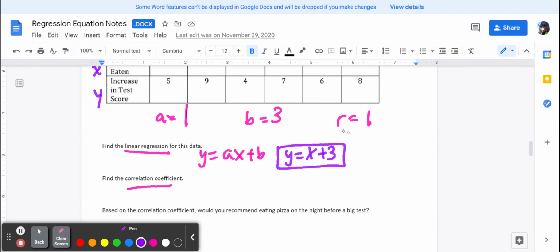Now for the correlation coefficient, that's my R value. And we got the R value to equal 1. So based on this correlation coefficient being a strong positive, would you recommend eating pizza the night before a big test? And I would say yes, because you are almost determined that you will increase your test score if you eat pizza.